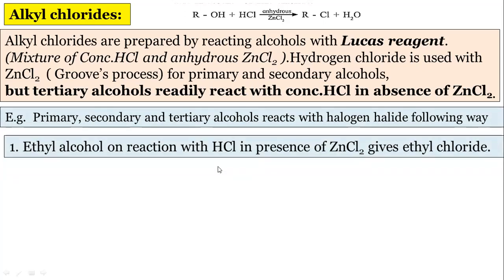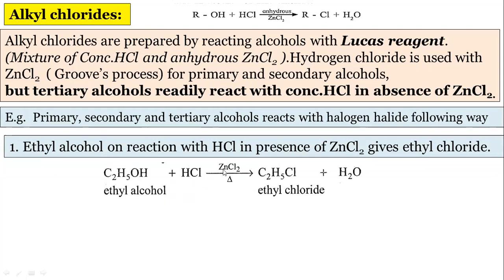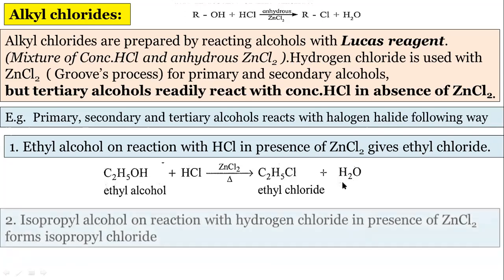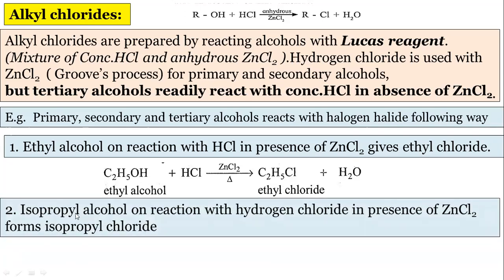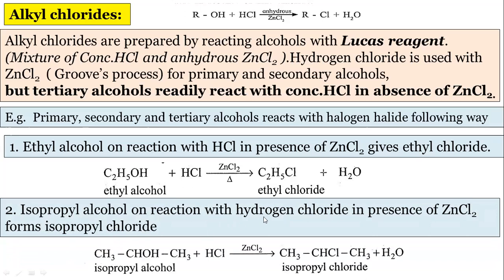Examples are given: primary, secondary, tertiary alcohols. First one is ethyl alcohol. Ethyl alcohol plus HCl, we add ZnCl2 and heat. OH is replaced with chlorine, giving ethyl chloride plus water. Remember, we have to write the byproduct also, for each and every reaction. Then isopropyl alcohol on reaction with hydrogen chloride in presence of Lucas reagent, ZnCl2, gives isopropyl chloride. This is a secondary alcohol, so secondary alcohol gives secondary alkyl halide.